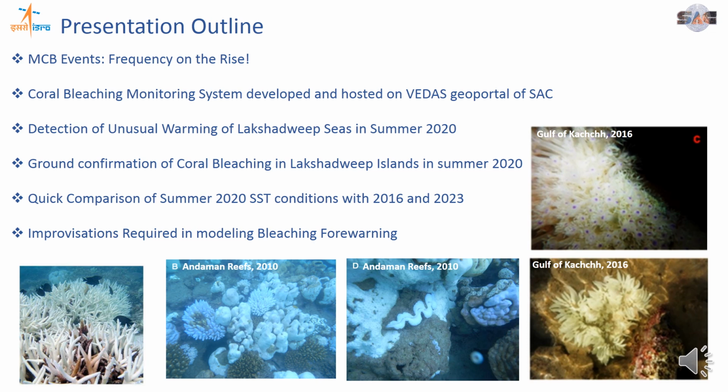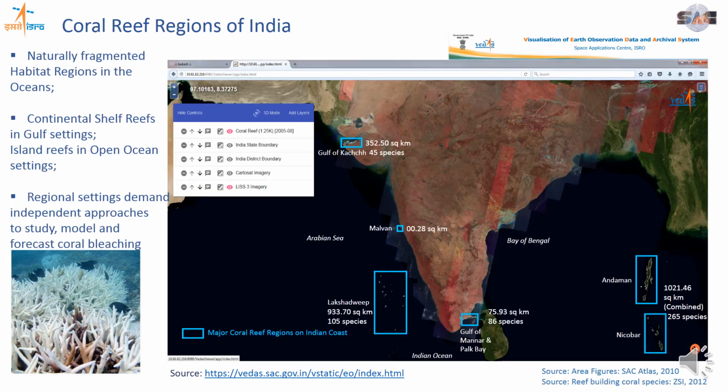Coral bleaching monitoring system that was developed and hosted on Veda's geoportal of SAC detected an unusual warming of Lakshadweep seas in summer 2020. We also received a ground confirmation of coral bleaching of Lakshadweep Islands during the same time. And we did a quick comparison of summer 2020 SST conditions with 2016 and 2023 as reference pre and post bleaching years in the 8 years period of the recent past. And what are the general improvisations required in modeling bleaching for warning?